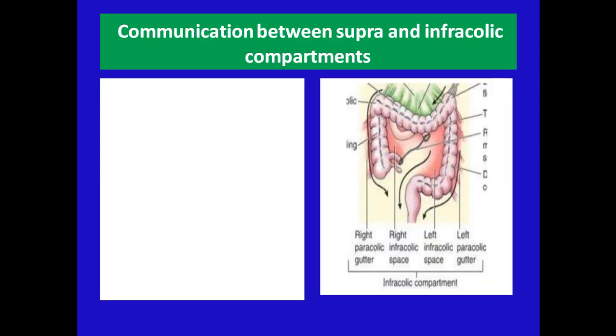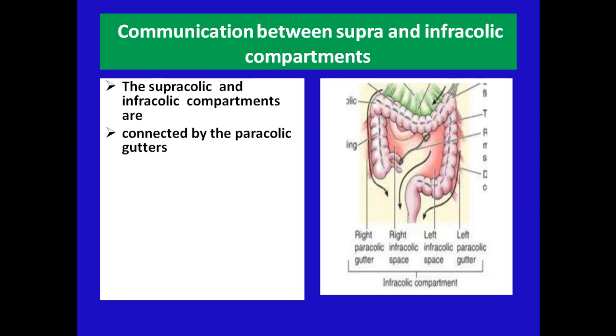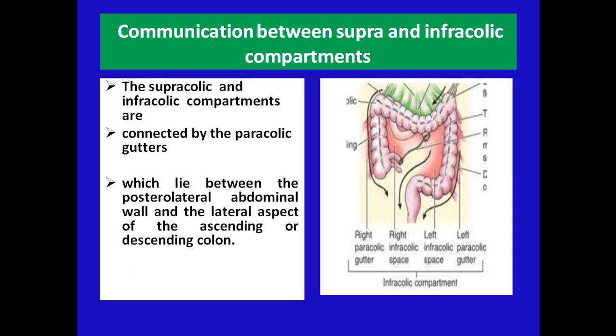Communications between supra and infracolic compartments. These communications are important for the spread of infection. The supracolic and infracolic compartments are connected by paracolic gutters, which lie between the posterior lateral abdominal wall and the lateral aspect of the ascending or descending colon. So the right lateral paracolic gutter acts as a communicating link between the pelvic cavity and the supracolic compartment. That is why it is shown by the red arrow. That means infections can go from the pelvic cavity to the supracolic compartment.